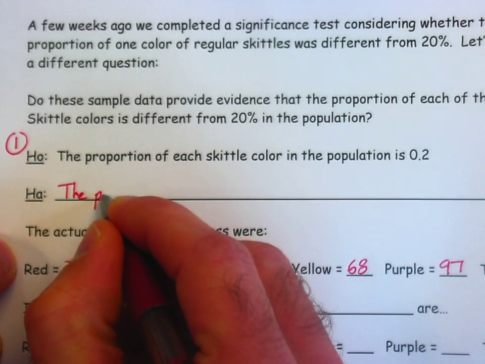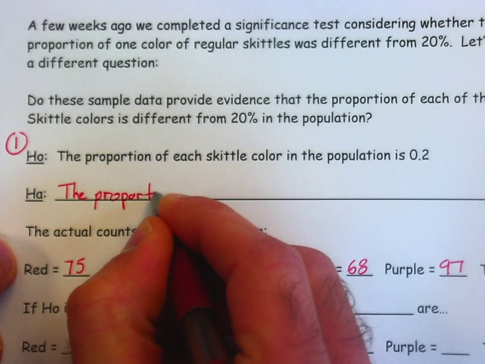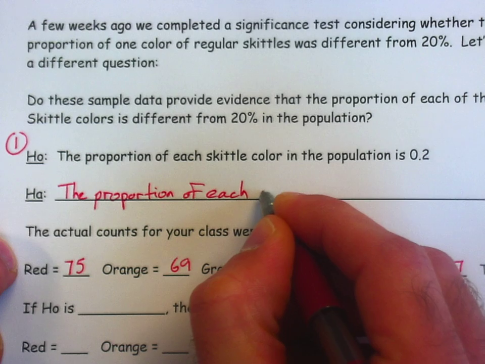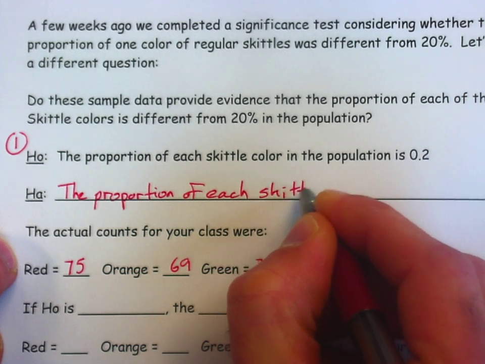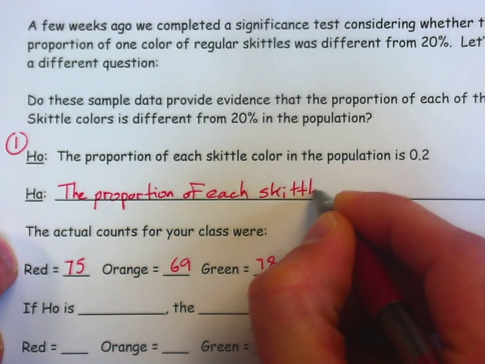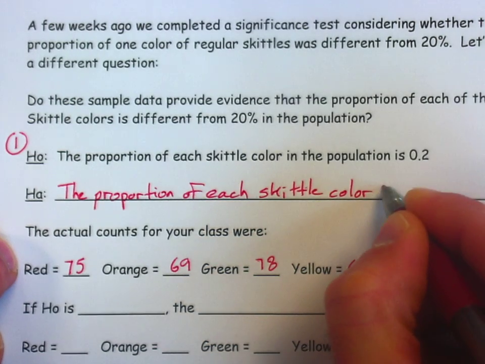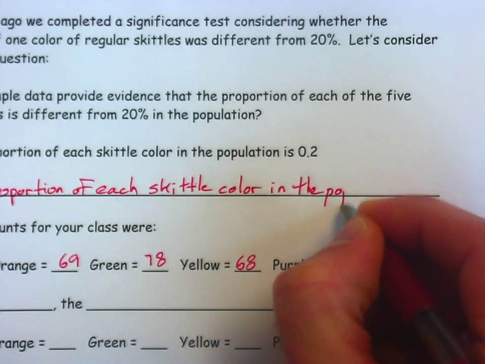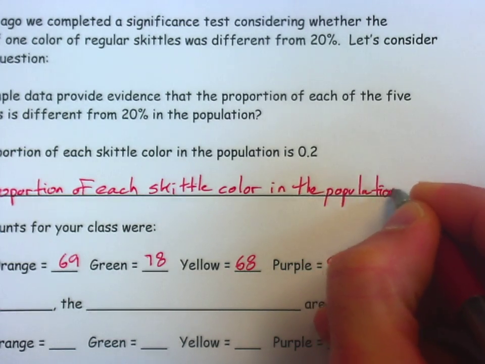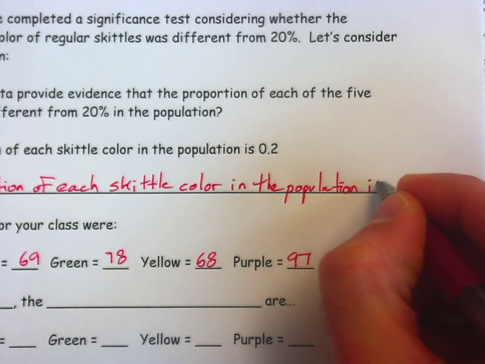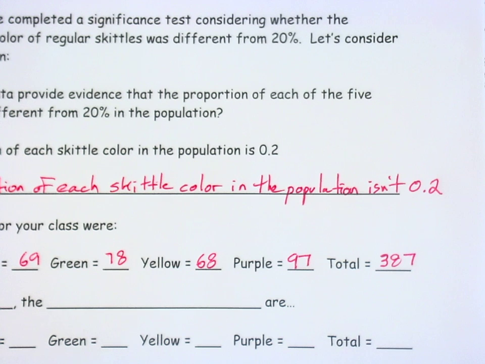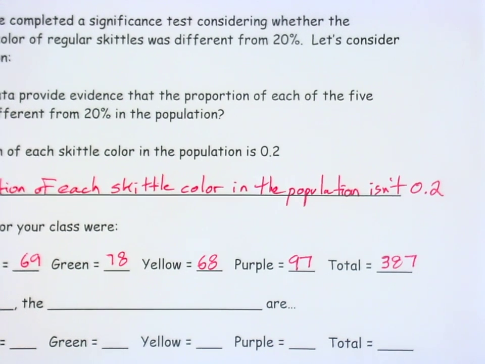So the proportion of each Skittle color in the population isn't 0.2, isn't 20%. Well, very good. There's our null and our alternative hypothesis.